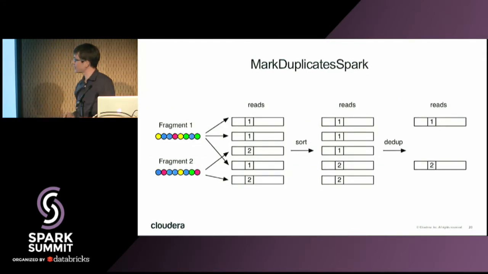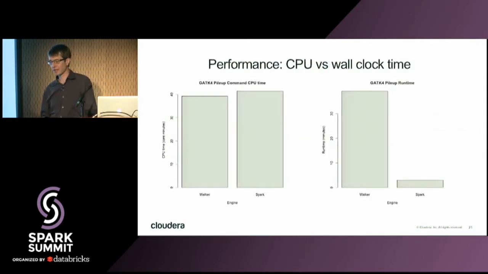This is a diagram which shows the process. On the left, we've got two fragments. The colored circles are base pairs in DNA. You can see that fragment 1 has been turned into 3 reads because of this noisy process, and fragment 2 has been turned into 2 reads. So we do a sort, and then we remove the duplicates that we find after sorting. A pretty simple algorithm, but something that Spark has really helped with.